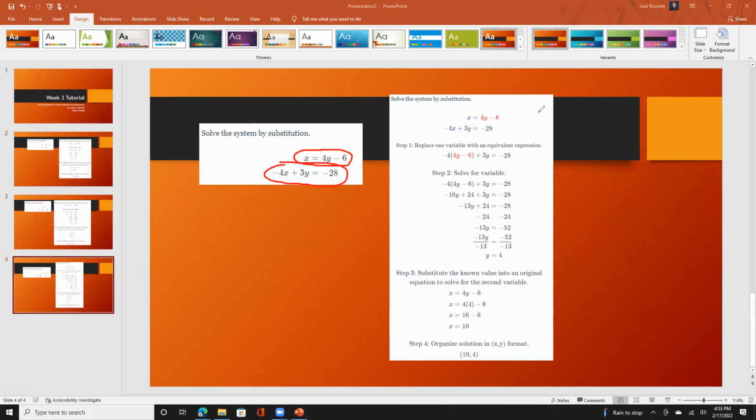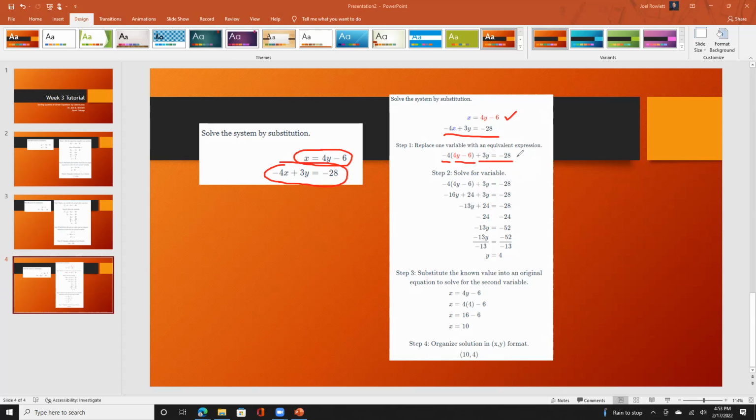And what we're going to do here is take advantage of the fact that x is the same thing as 4y minus 6. And we just rewrite the second equation and make that substitution for x. Instead of writing negative 4x, we're going to call it negative 4 times 4y minus 6. Just made that substitution for x. And then we just write the rest of it as it is.